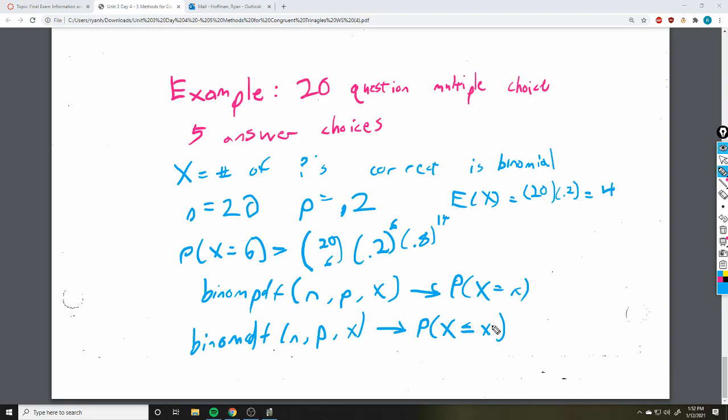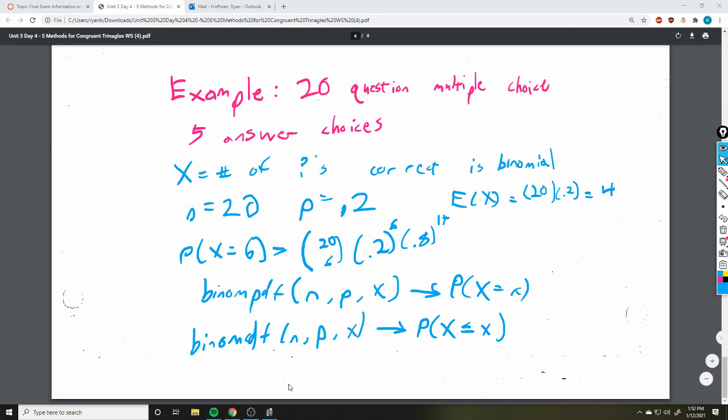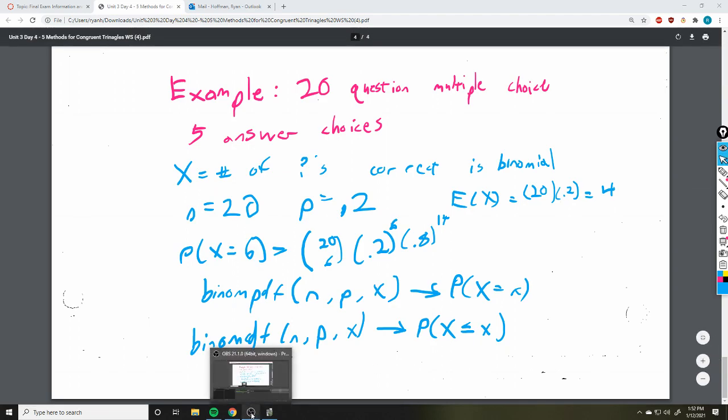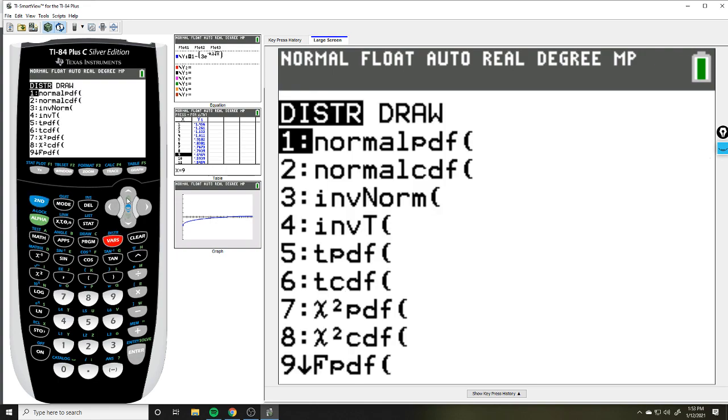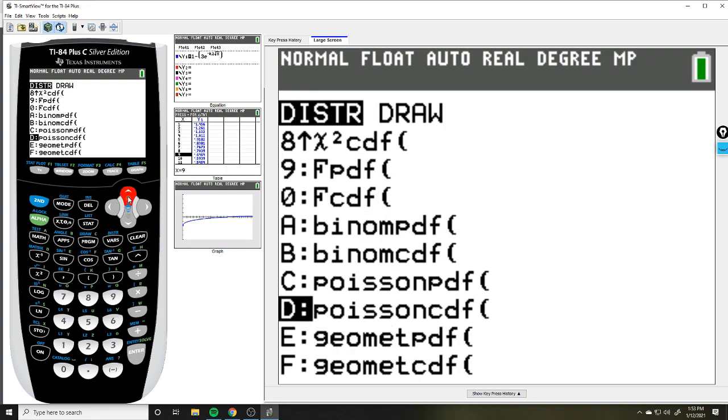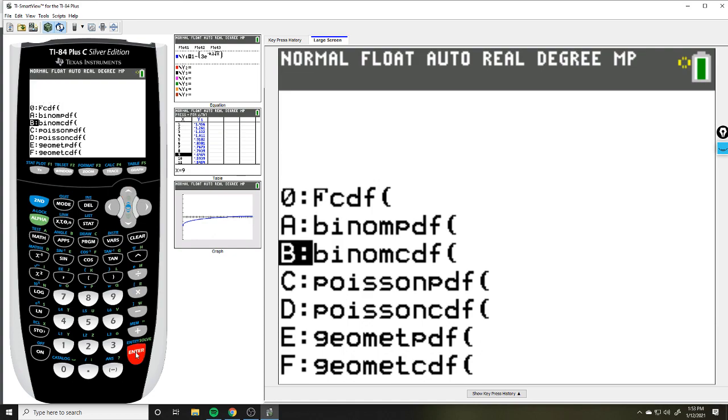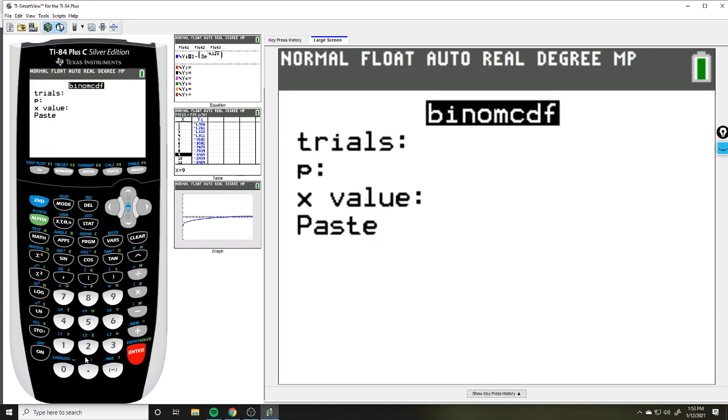So let's say that instead of the Binomial Pdf, this time I do Binomial Cdf. So, second distribution. I'm going to scroll down to Binomial Cdf. And it's going to ask for the same thing. Number of trials 20. P is 0.2. And our x value, we're going to use 5.